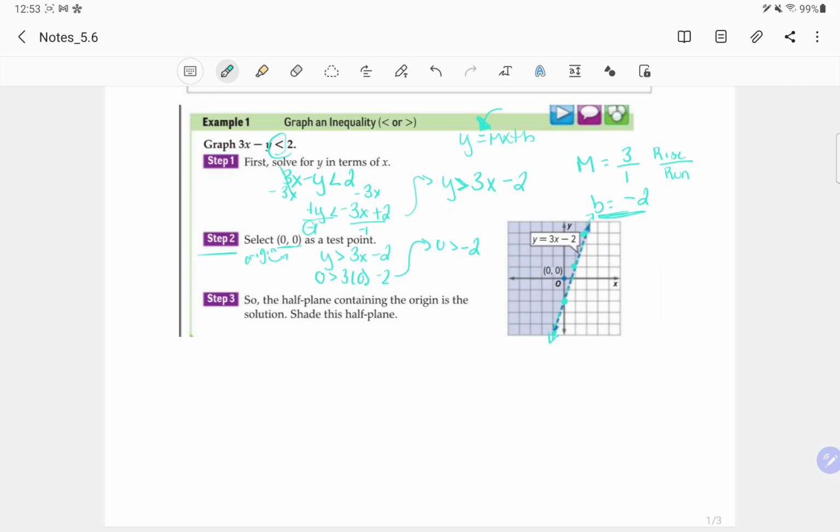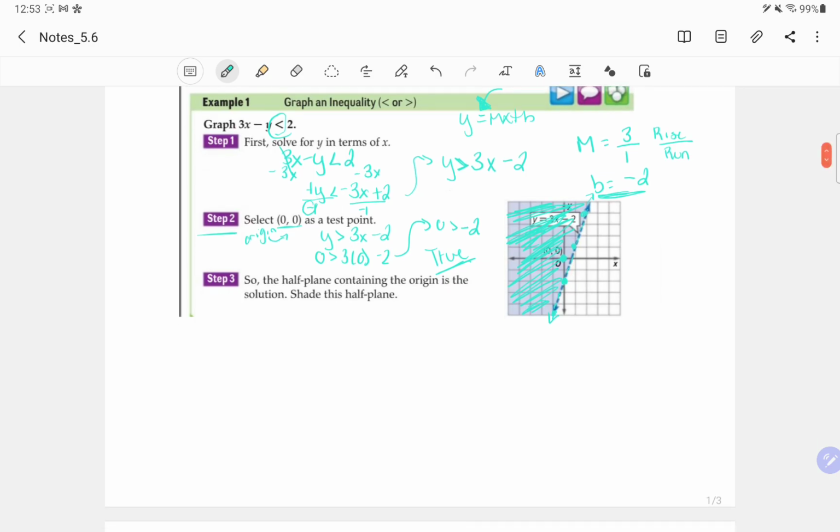Is 0 greater than negative 2? Yes, this is a true statement. So that means go find the origin on your graph. Since it's a true statement, that means the origin is on the shaded side of the graph. So you would shade that side. All right? And that's it. That's how those work, okay?